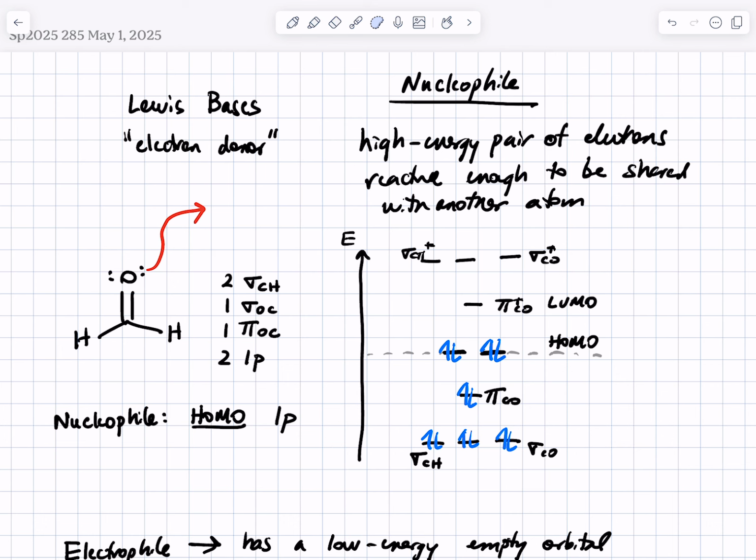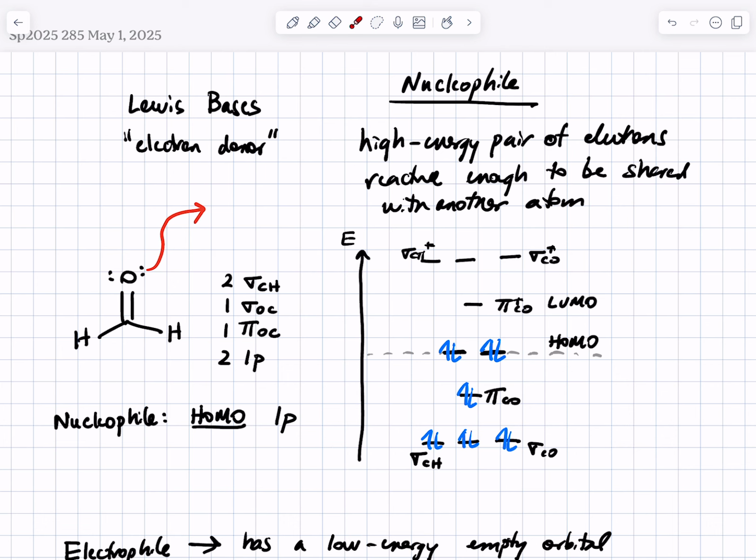And so we want to be able to look at the structure of a molecule and identify the highest energy electrons, or the HOMO, and the lowest energy empty orbital where electrons could go, the LUMO. We talked about that last time with this molecule formaldehyde. We walked through it saying, okay, you got a couple of carbon-hydrogen sigma bonds, you got a carbon-oxygen sigma bond, you have an oxygen-carbon pi bond, you got two lone pairs.